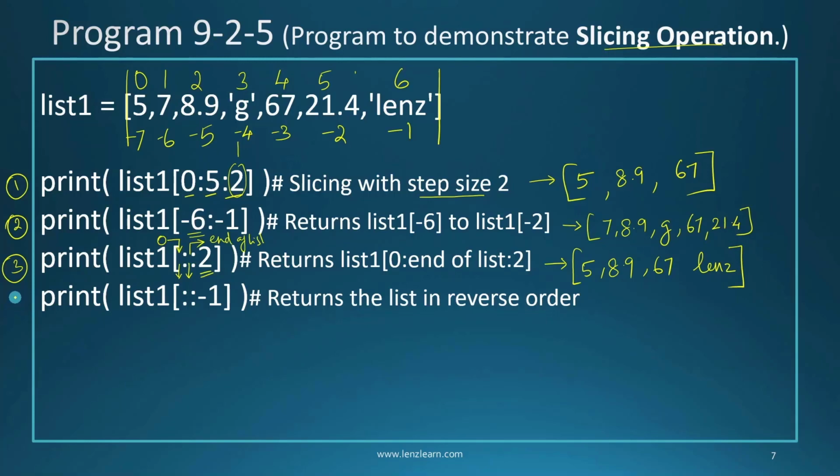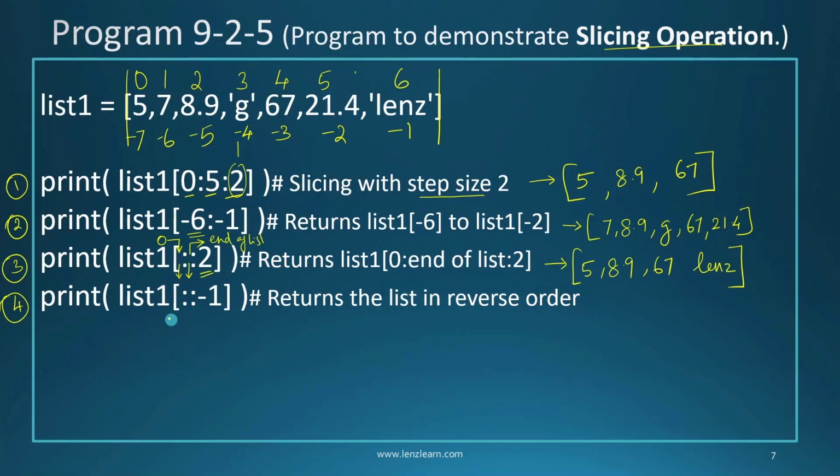Now the last print statement, this is used to reverse the order of a list. We have studied this when we saw strings also, and during the program when I taught you how to find the palindrome, I told you this is an easy way to reverse the string.